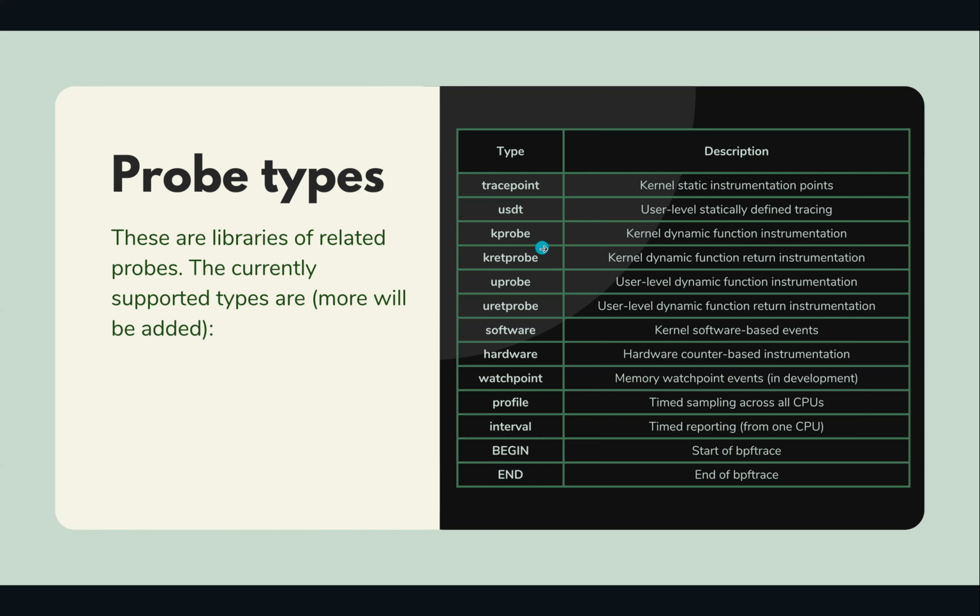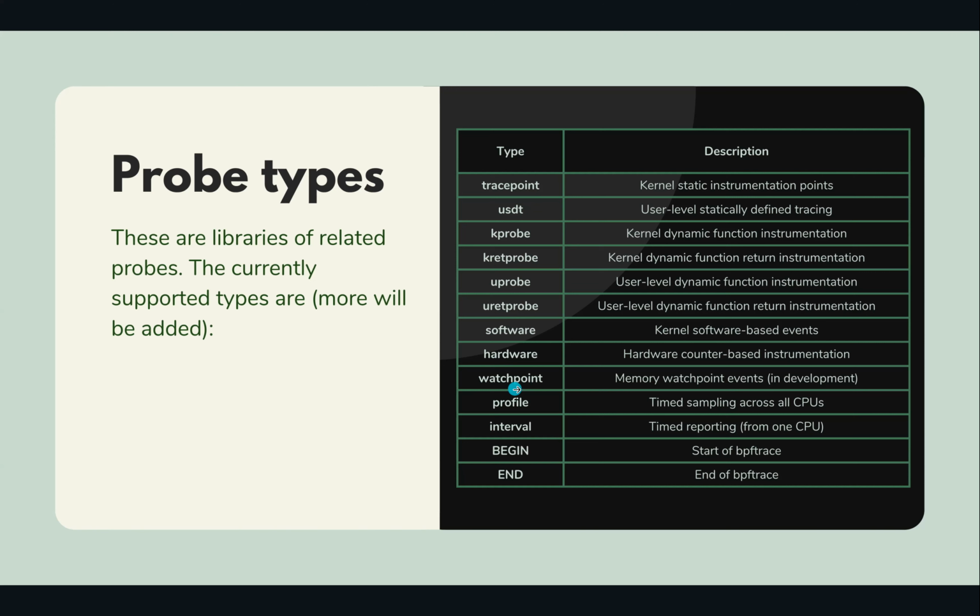Coming to kprobe, it instruments the beginning of a function. As we saw previously, it is triggered when a kernel function is called at the start, and the same goes for kretprobe, which is triggered when the function being tracked returns. The same goes for uprobe and uretprobe, but these relate to user-level functions rather than the kernel. Software and hardware probes relate to kernel-based software events and hardware events respectively.